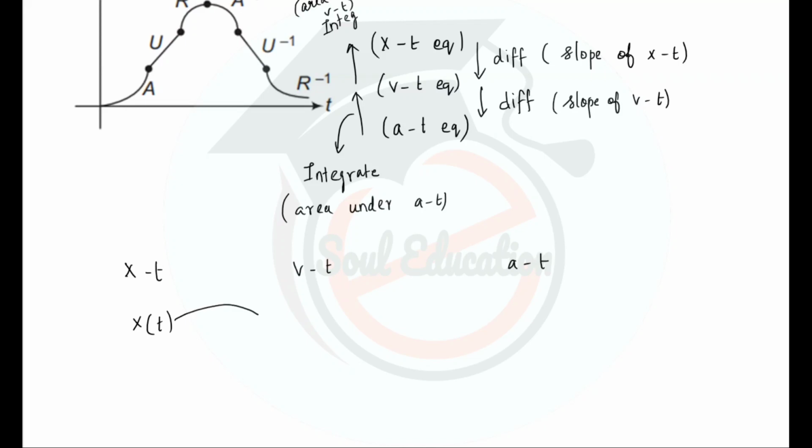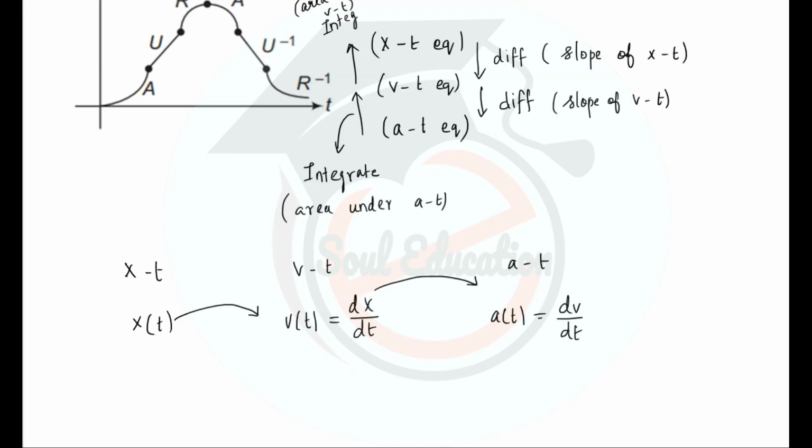If we have x of t and we want the velocity-time function, what you have to do is differentiation. V of t is nothing but dx upon dt, which is the slope. To find the at graph from the vt graph, a of t is equal to dv by dt. This is my concept.